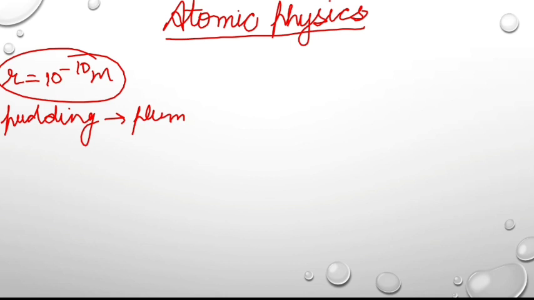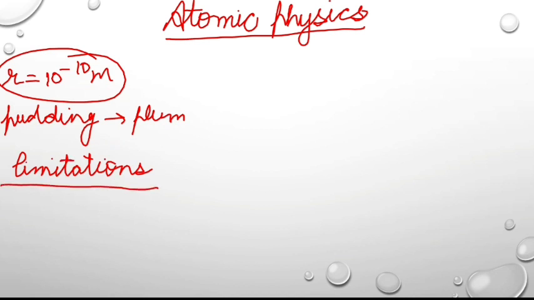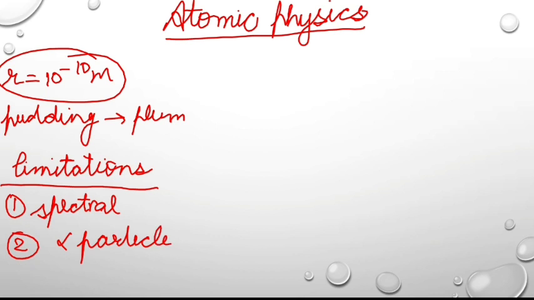Now, what were the limitations of the atomic model by Thomson? So we have to discuss the major limitations of Thomson's atomic model. First, the spectral series which we study were not explained by Thomson. Second, the scattering of alpha particles, as we have already studied in Rutherford's model in our earlier classes. So these two were the main drawbacks of Thomson's model of the atom.